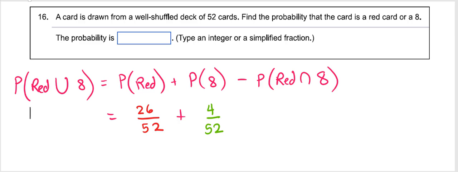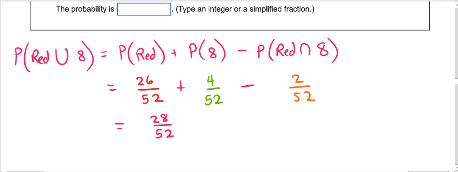All right, how many cards are red and 8? So remember, there's 4 8s. 2 of them are red and 2 of them are black. So that's minus 2 out of 52. So 26 out of 52 plus 4 out of 52 minus 2 out of 52 is going to be 28 out of 52, which simplifies to 7 over 13.